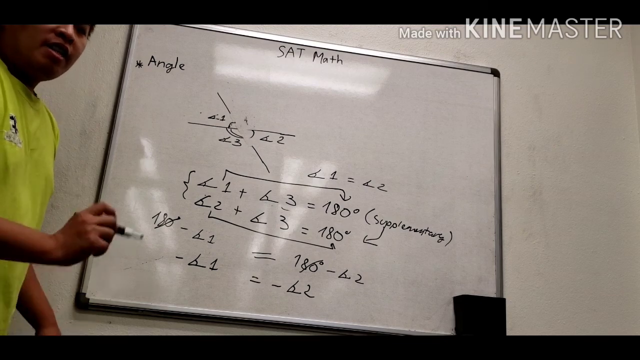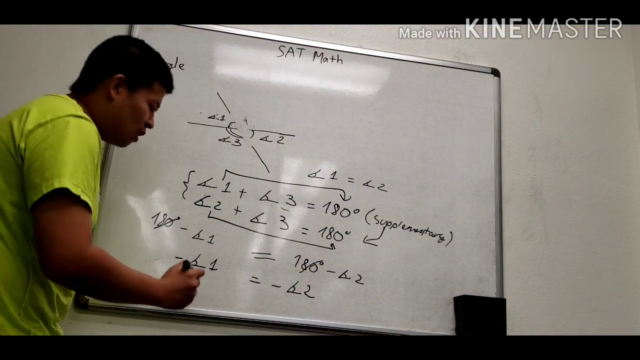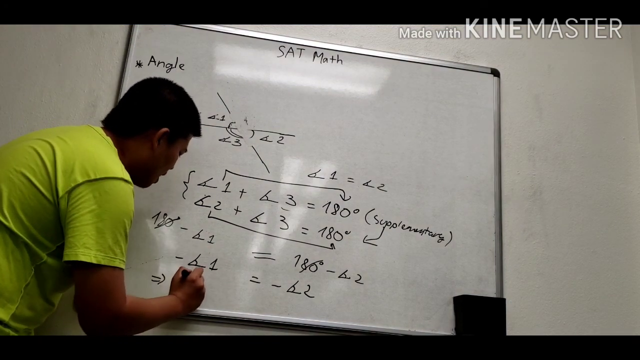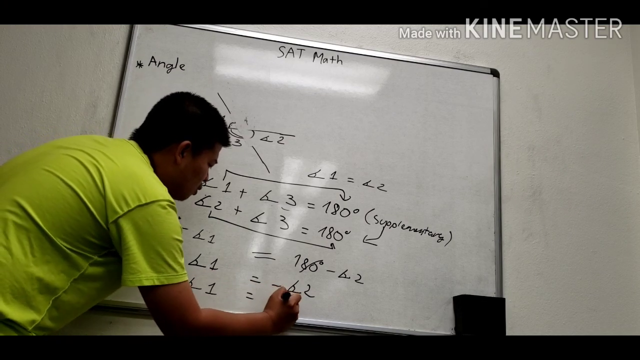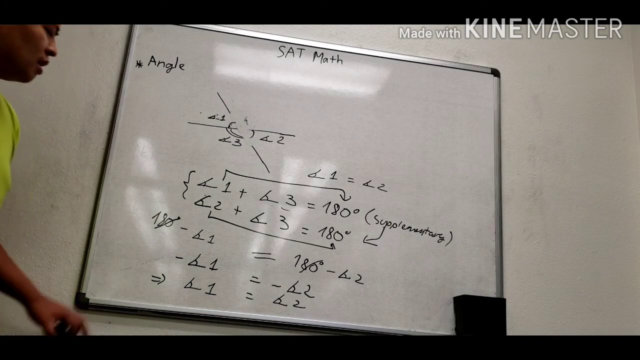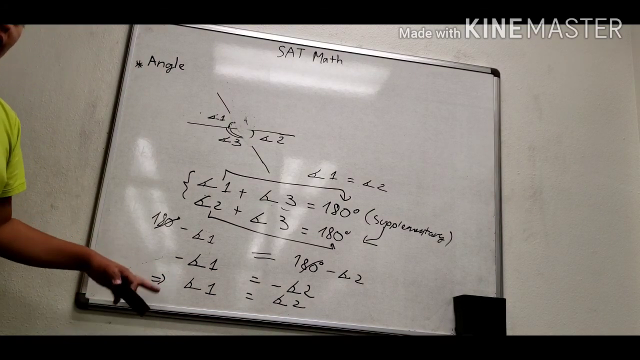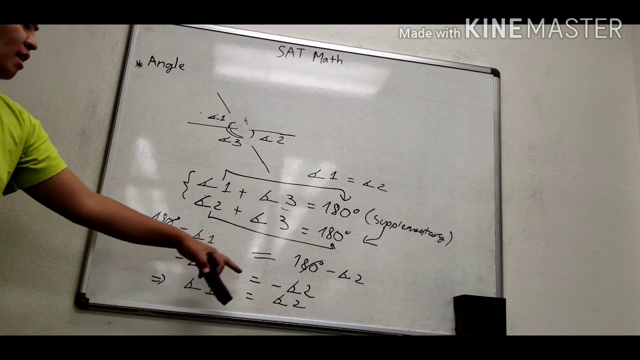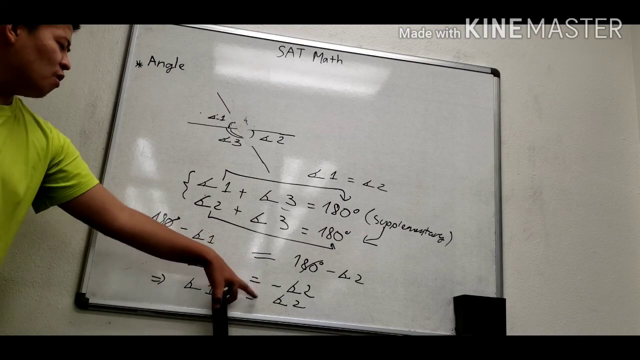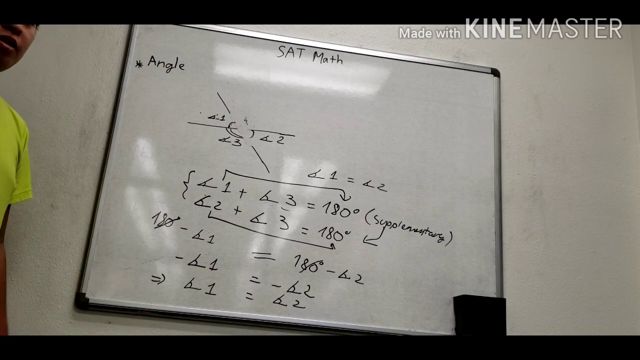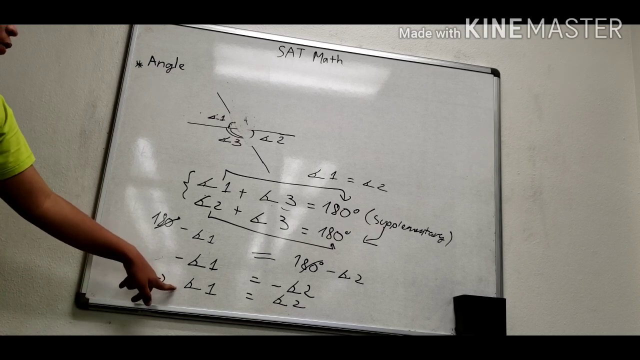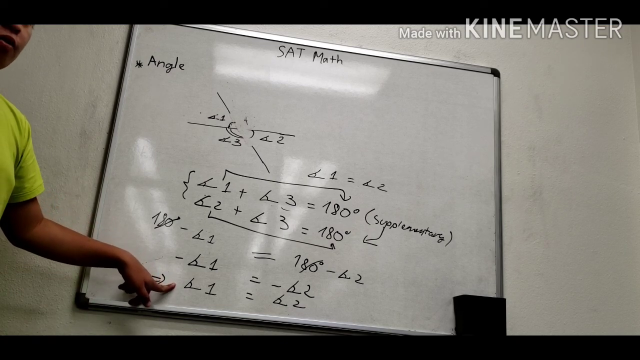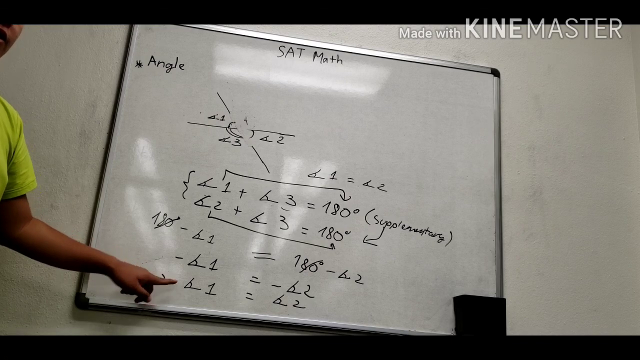Now we just divide both sides by -1, so that you get angle 1 equals angle 2. So that's why we have opposite angles, and both opposite angles have the same result. That's why we need to learn about opposite angles, and I just proved for you why opposite angles have the same result.